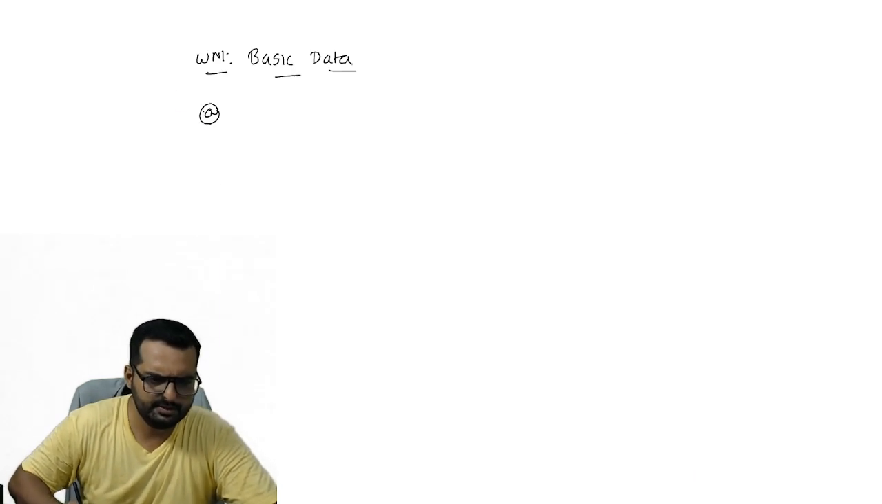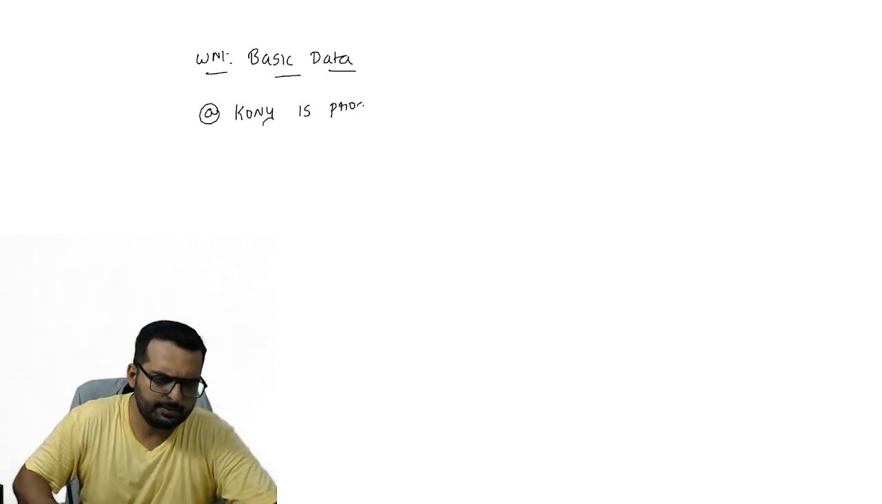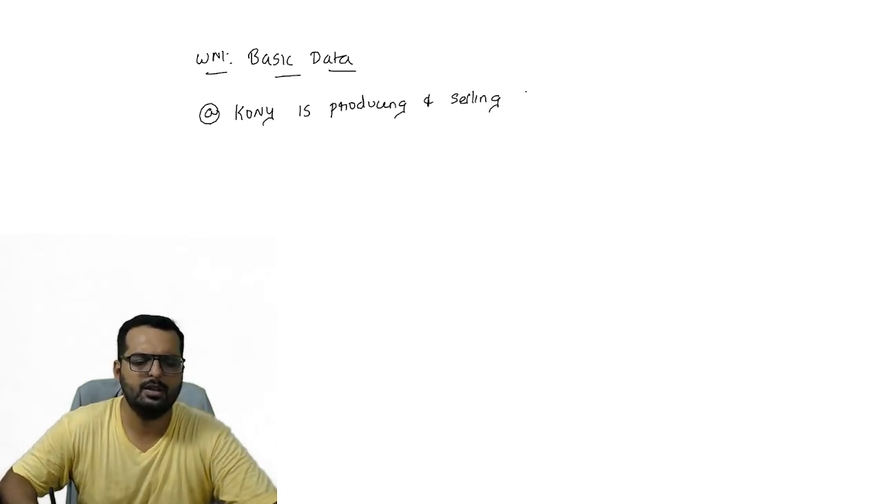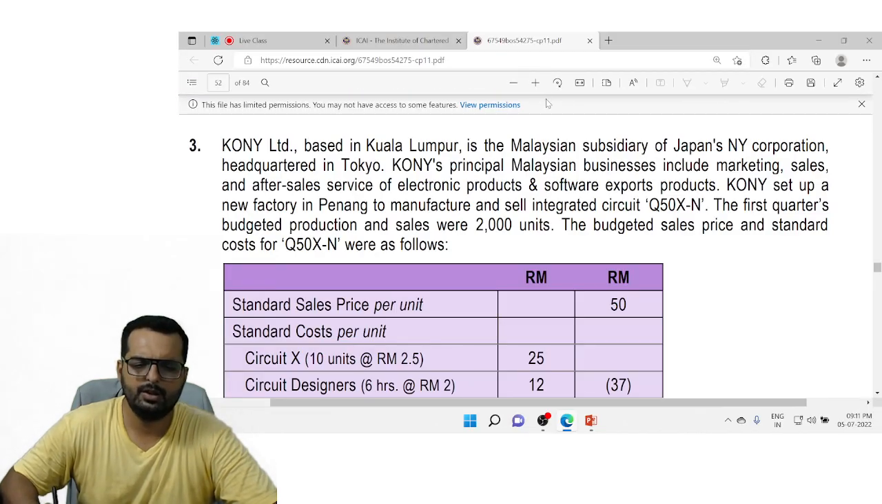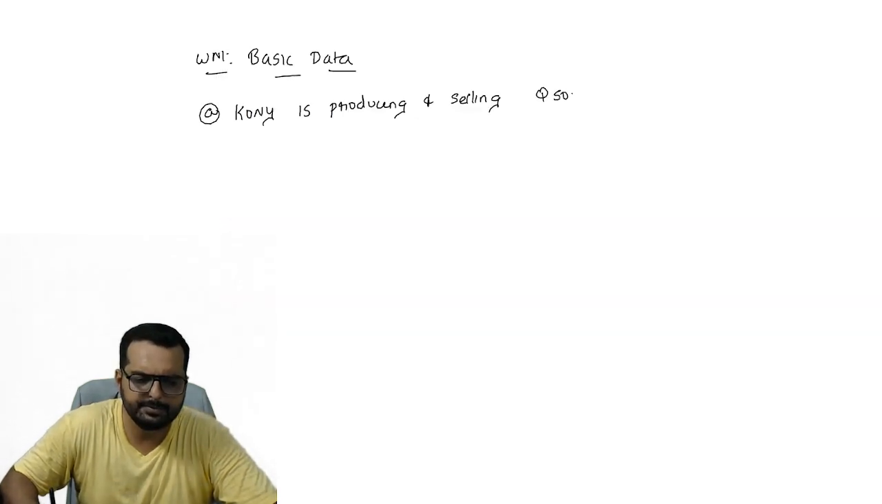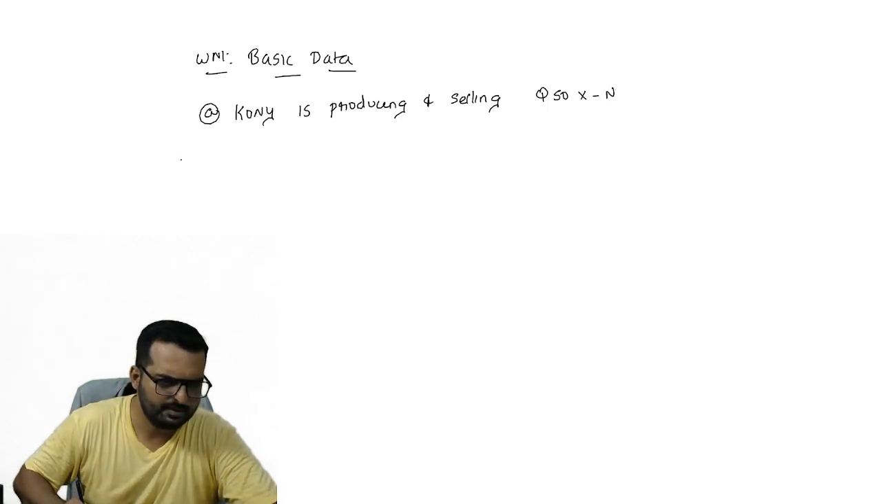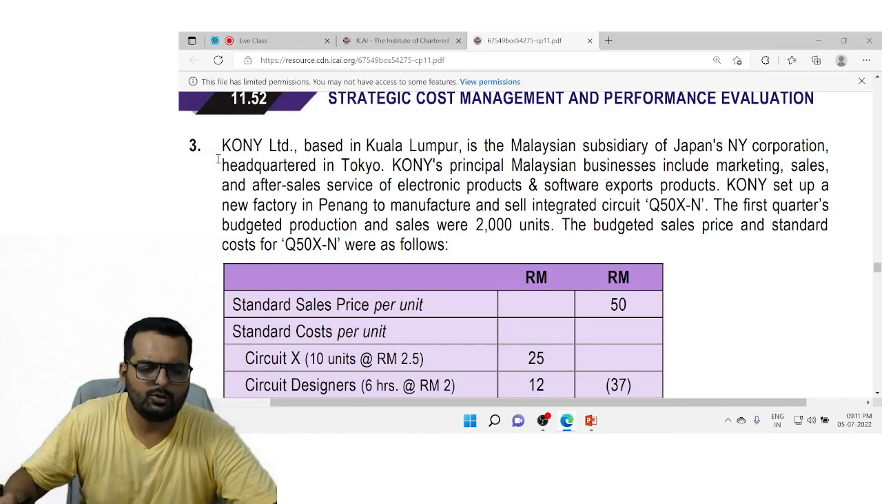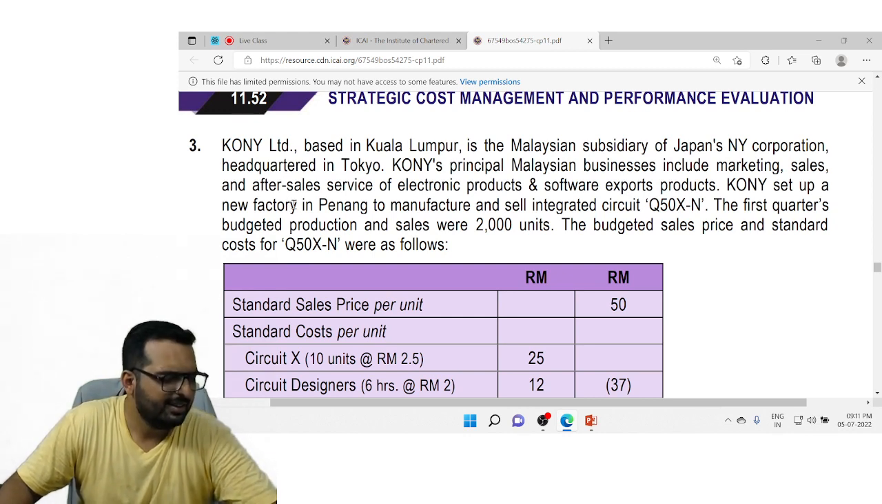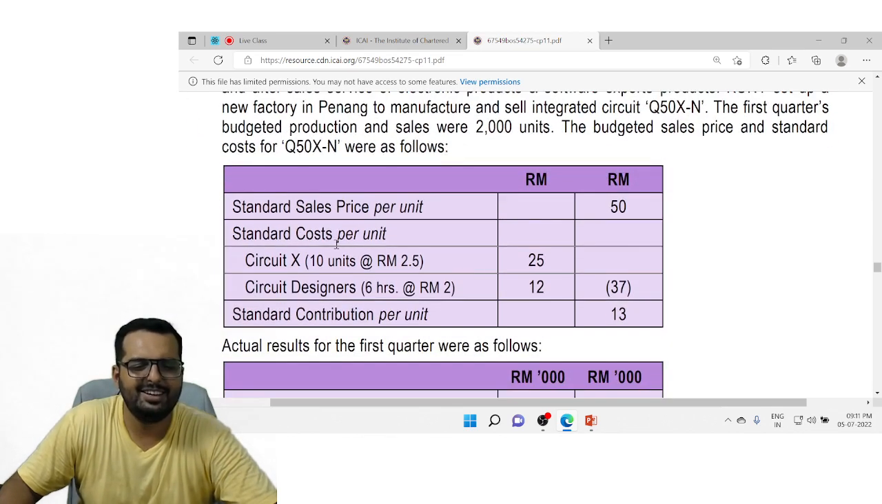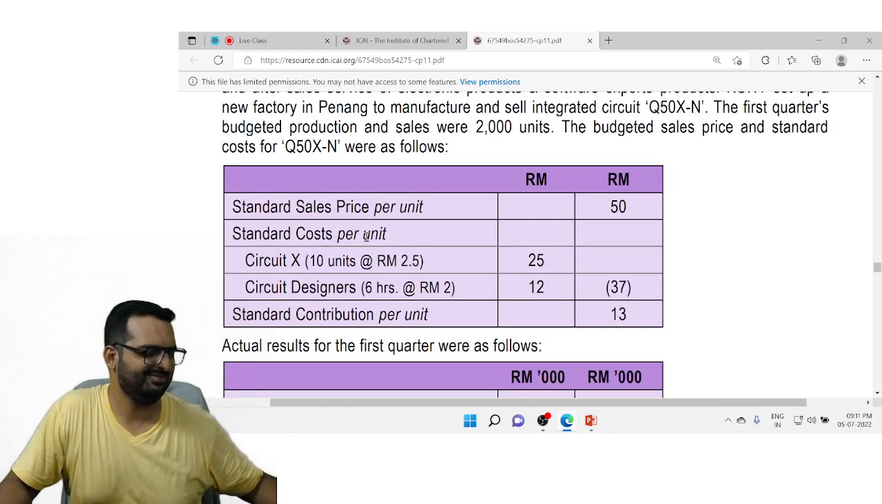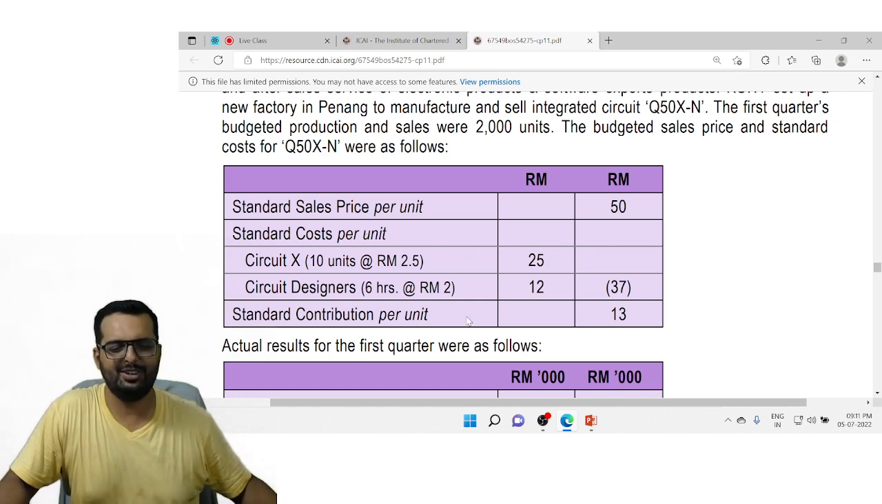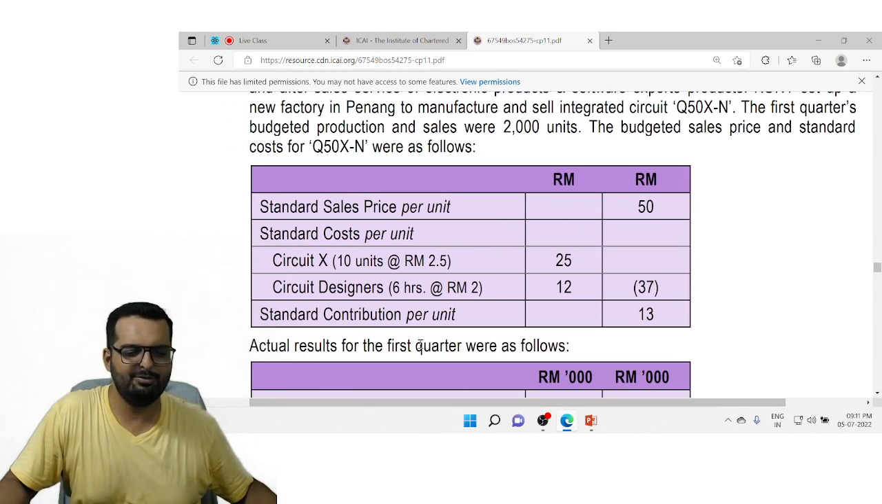So they are, what's the name of the company? Kony. Kony is producing and selling what? Q50XN. They have just copied Sony, my dear friends. Exactly. Revati. If Shiva will keep that name for his kid, his son's full name will be Koni Shiva.